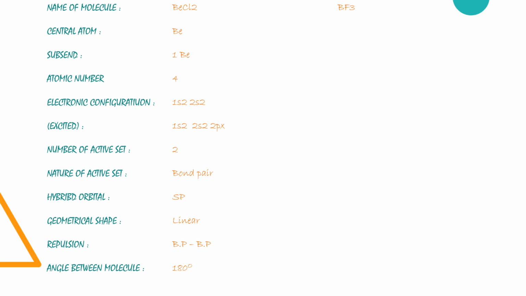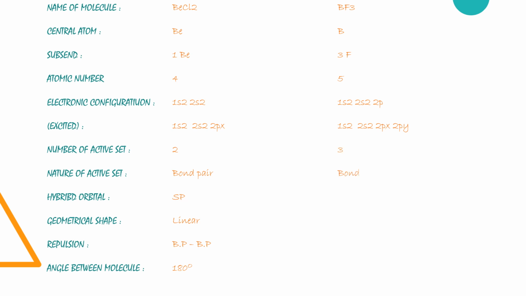Now let's move on to boron trifluoride. So the central atom would be boron. Now we have 3 fluorines here. After that, the atomic number is 5. The electronic configuration is 1s2, 2s2, 2p1. Now here 2p1 is given. Now according to the excited form, it is 1s2, 2s1, 2px and 2py.